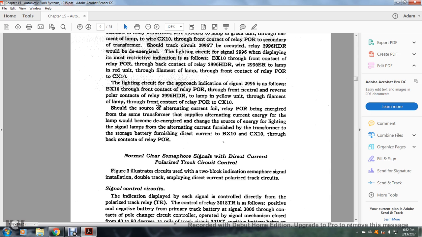Should the source for the alternating current fail, the relay with the POR be energized with the same transformer that supplies the alternating current energy for the lamp, will become de-energized with the changing source for the energy of the lighting for the single lamp with the alternating current furnished with the transformer, storage battery furnishing the direct current BX10 and CX10 through the back contacts of the relay of the POR.